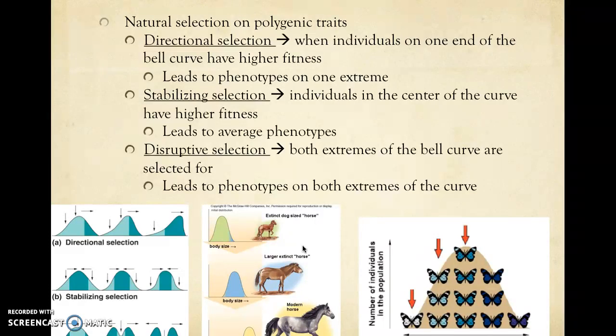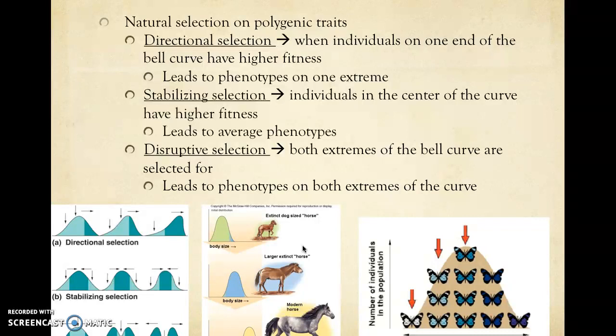You can also see this in the middle picture with the horse. At the beginning, you see this tiny dog-sized horse, but the selected phenotype is going to be in blue, and we see it move over time to where we now have a much larger modern horse. The second type of selection is called stabilizing selection, and this is where the average individual, or the individual in the center of the curve, has a higher fitness. So we see that in the middle part B on the picture on the left.